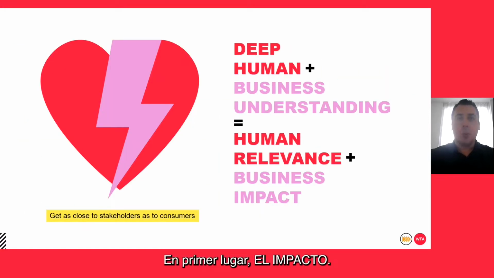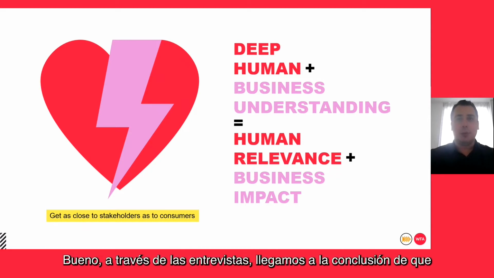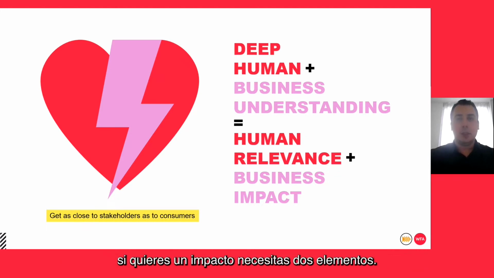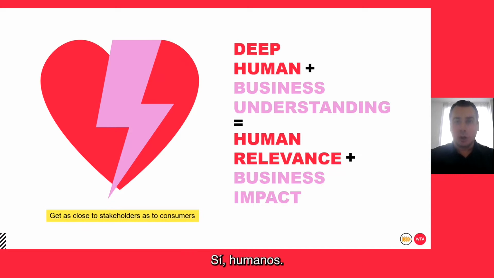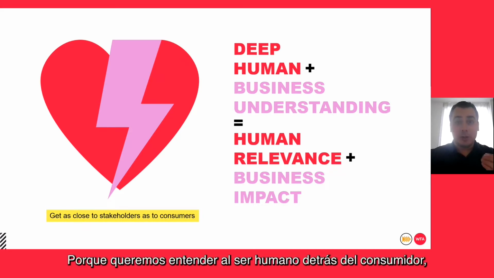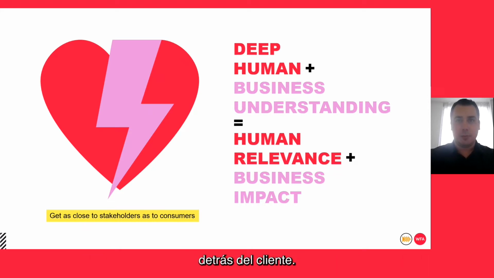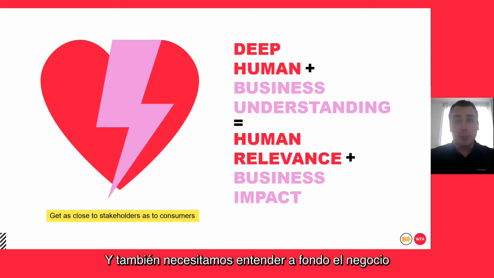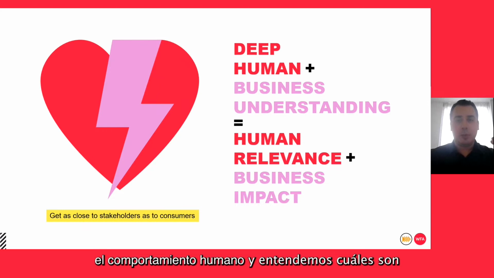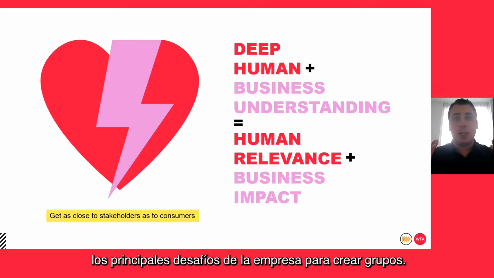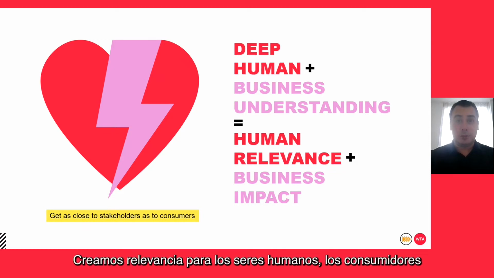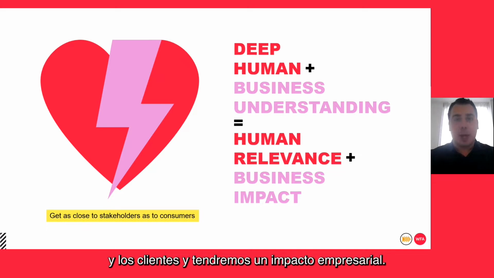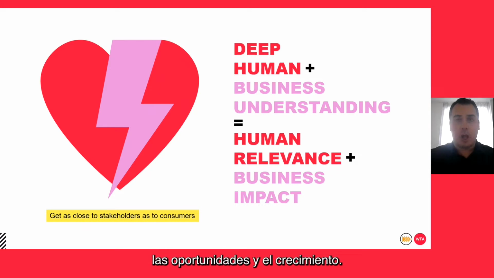First of all, impact. What does that mean? Well, through the interviews, we came to the conclusion that if you want impact, you actually need two elements. First, you need to deeply understand humans. Yes, humans, not consumers, not customers, because we want to understand the human behind the consumer, behind the customer. And we also need to deeply understand the business and the business challenges. If we understand very deeply and holistically human behavior, and we understand what the key challenges of the business are to realize growth, and we can combine those, we can do two things. We create relevance for humans, for consumers, for customers, and we will have business impact. We will show the business where the opportunities and the growth lie.